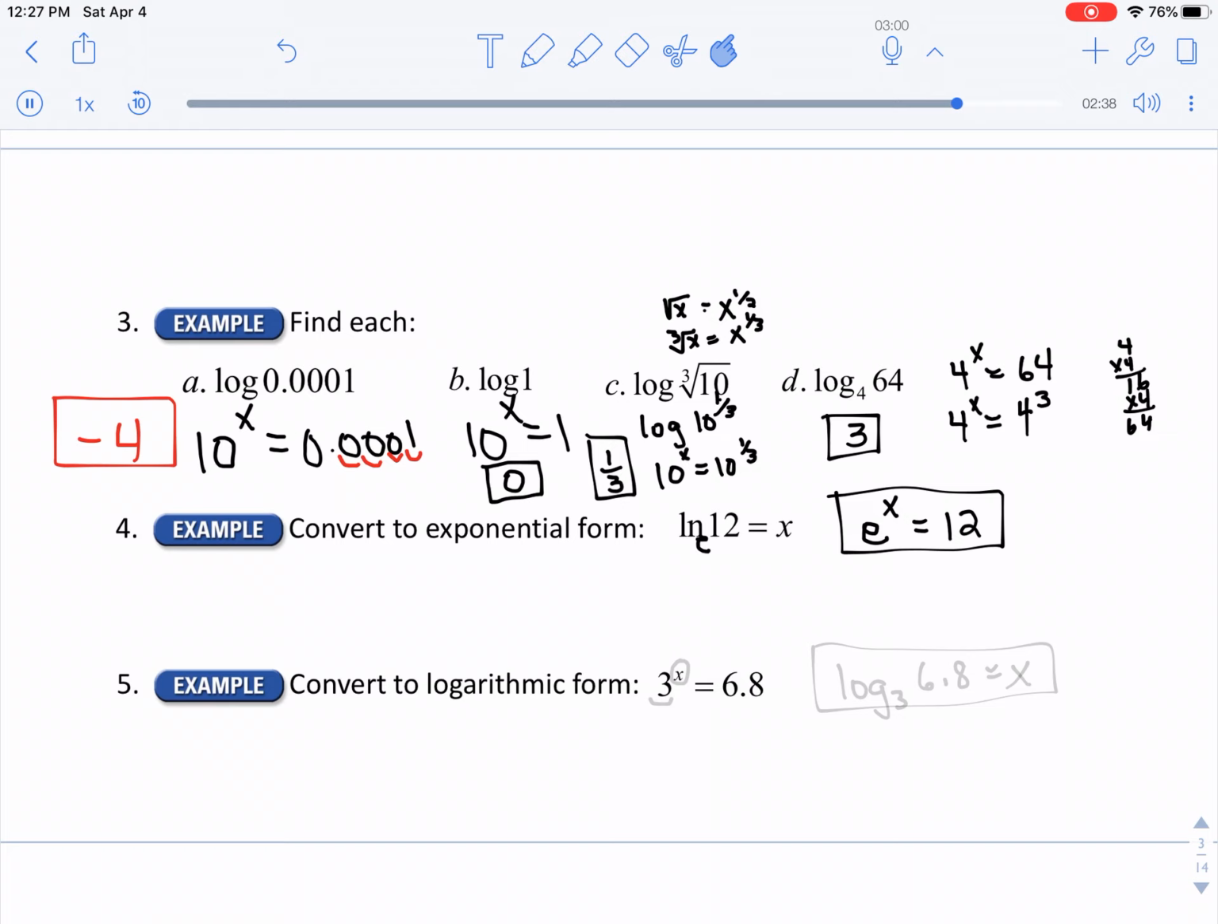And if we've got exponential form and we want to go to log form, we start with the word log. And then we say, okay, what's the base? Well, 6.8 isn't the base because there's no exponent. So over here, 3 is the base, x is the exponent. So we say log base 3 of the number that's not with the 3, which is the 6.8. And that has to equal x, and that's the answer.